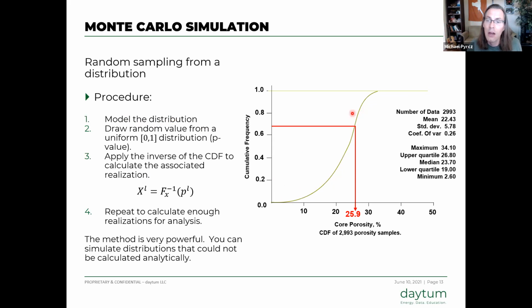That's another time. Draw a random value from a uniform 0-1 distribution. We call this a p-value, a cumulative probability value, a percentile value. You get 100% for any one of those. In other words, you're drawing from a uniform distribution on this axis, and then we're going to apply the inverse of the cumulative distribution function to calculate the associated realization. Very simple. You drew a random value of about 0.67. Then you took the 67th percentile by getting the inverse of the CDF. The associated value is going to be 25.9% porosity units. Okay, so very straightforward.